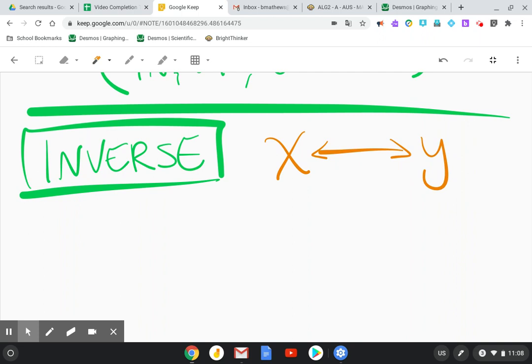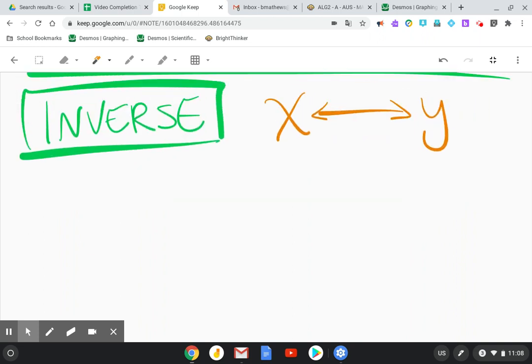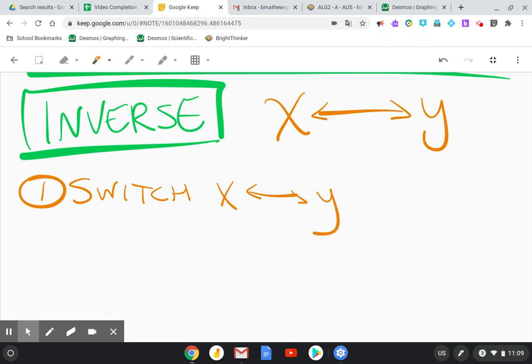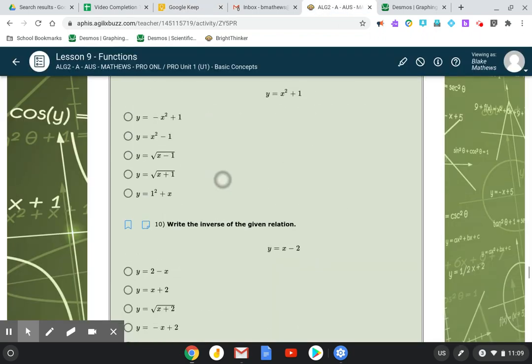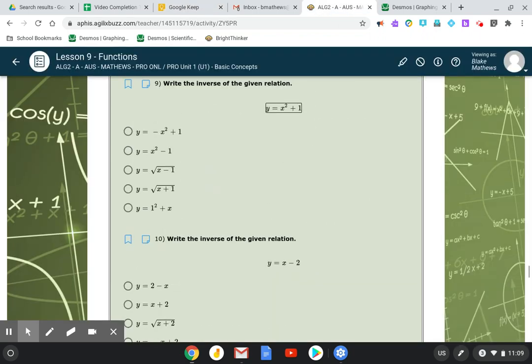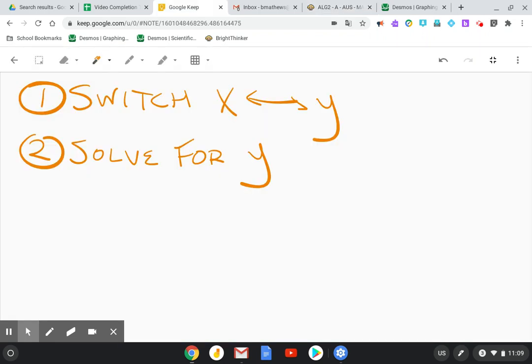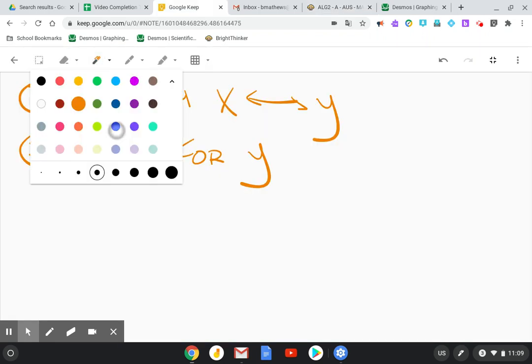I'm going to go through a few examples of how we do this. The two main steps are: you switch x and y, and then you solve for y again. That's it. That's the step for every single inverse function problem. They're going to give you a function in equation form, and you're going to have to find the inverse. So let's start with an example.